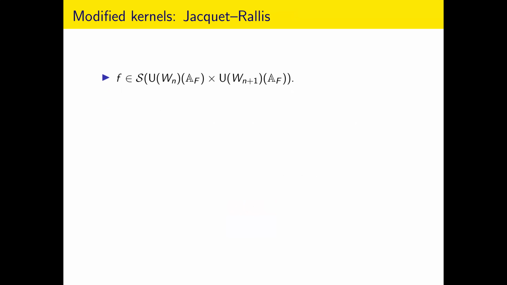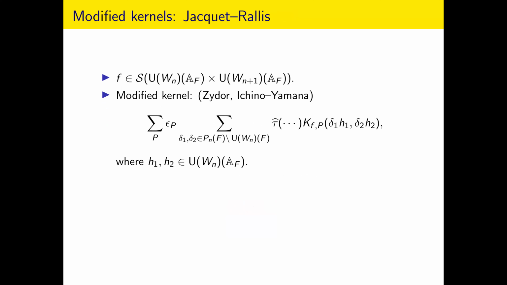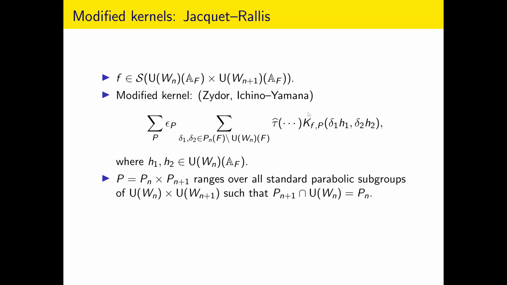Okay, so now the modified kernels. Again, let's look at the case of Jacquet and Rallis first. So what does a modified kernel look like? A modified kernel is essentially an alternating sum of the constant terms. You need to put in some characteristic functions here and there, but it's essentially just the alternating sum of constant terms. So here there are two things that are important. First, what are those constant terms that you are using, or more precisely, what are the parabolic subgroups that you are using? And second, the constant terms are not automorphic, but you need to make them automorphic, so what group are you summing over? Those are the two important things in the modified kernel.